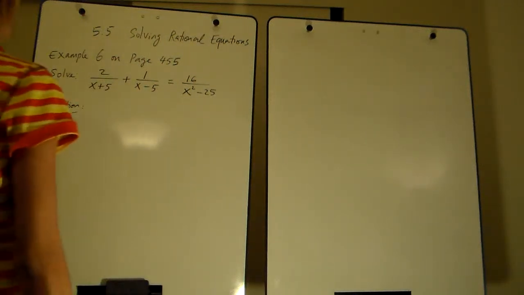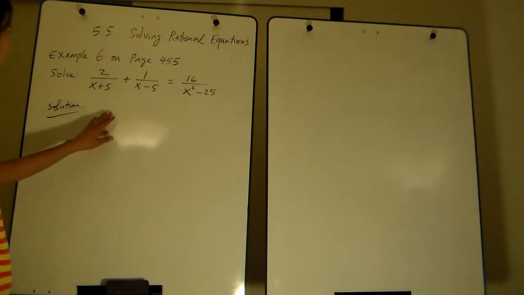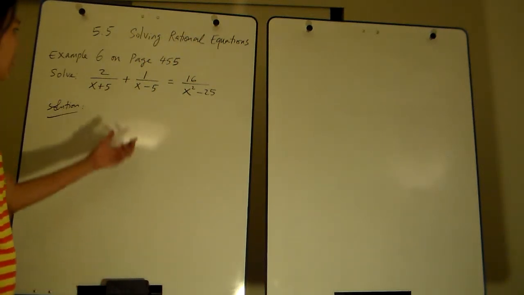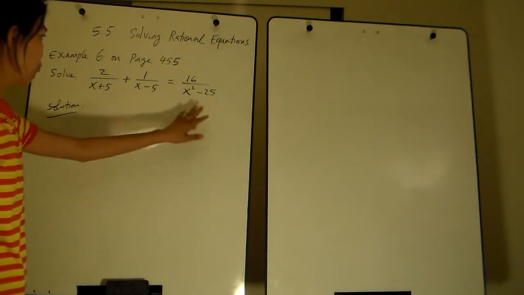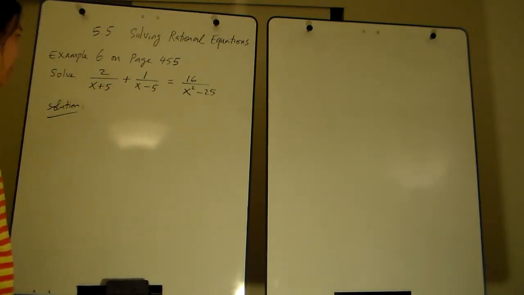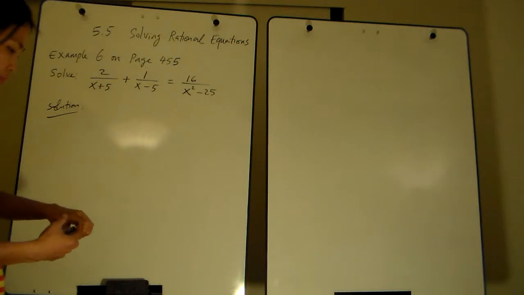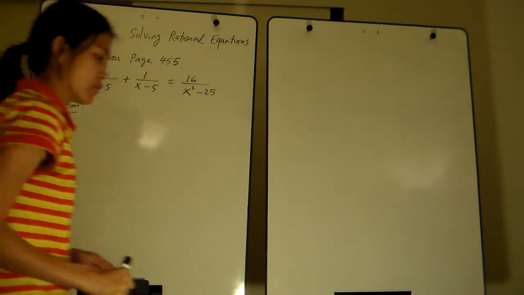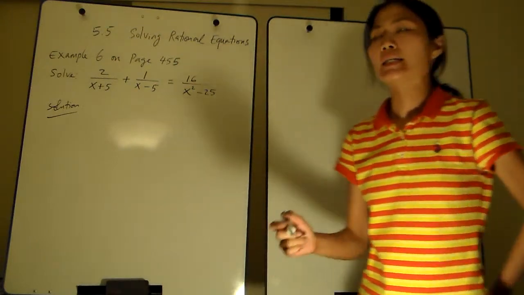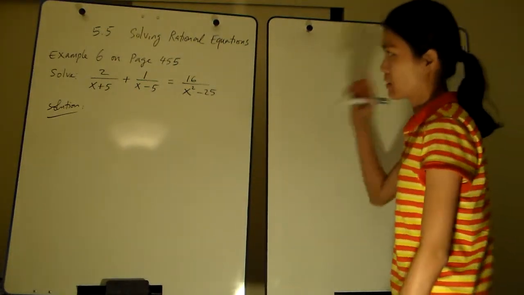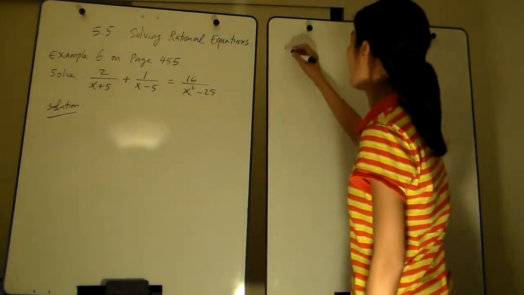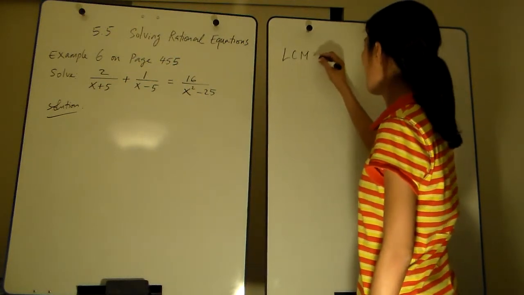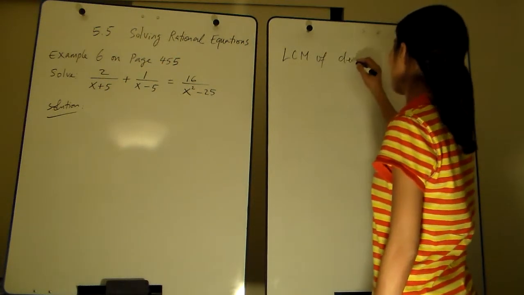Example 6 on page 455. Solve the rational equations. So we have two terms on the left hand side and one term on the right hand side. To solve this rational equation, you need to find the LCM of the denominators.